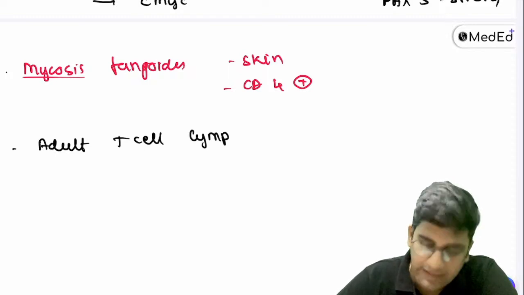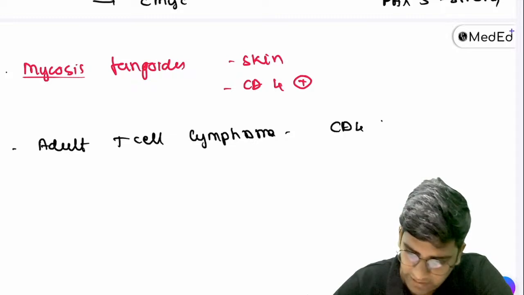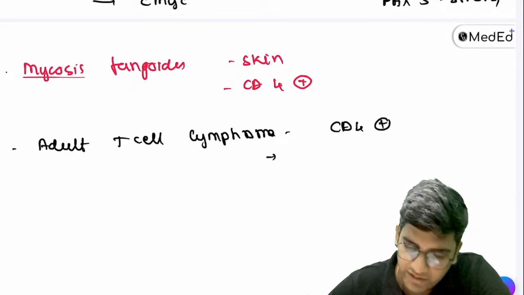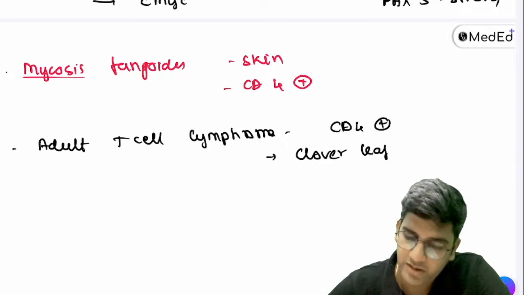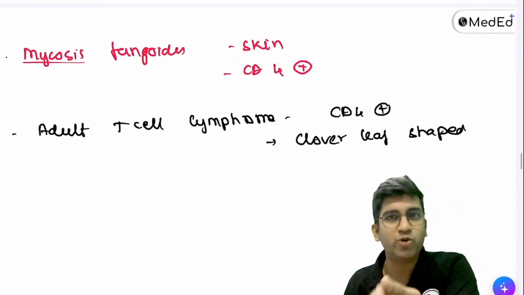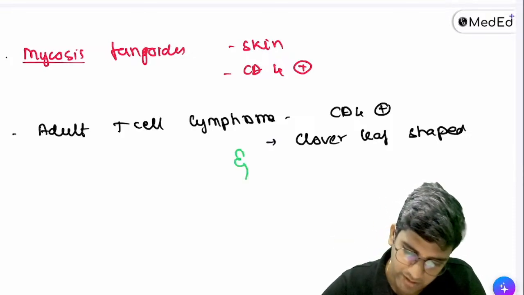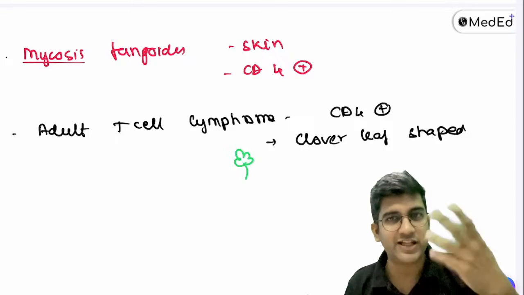Adult T cell lymphoma, again, is very, very rare. This also is a CD4 positive T cell lymphoma. We have a type of cell called a clover leaf shaped cell. Have you seen a clover leaf? You must have seen the emoji, right? Green color emoji in your WhatsApp. Most of the uncles and aunties will keep sending that, right?